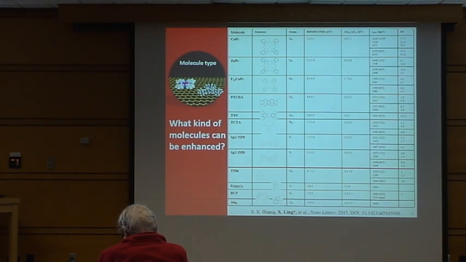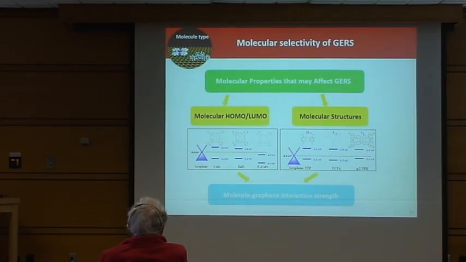Before, we didn't mention the molecules, but we actually tested lots of different kinds of molecules, and some of them have a GERS effect, some of them don't. So we are wondering what kind of molecules can be enhanced. Here are the molecules we tested, most of them, not all. What we found is that there are two properties of the molecules that can affect the GERS effect. One is the molecular HOMO and LUMO energy level, and another one is the molecular structure.